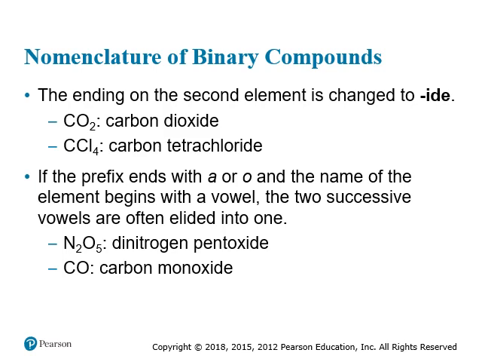Now, if the prefix in question on the previous slide ends with an a or an o, and the name of the element begins with a vowel, then the 2 vowels together are combined into 1. We essentially drop that a or o so that we don't have something like monooxide or pentaoxide. So in the case of N2O5, a compound that is made up of 2 nitrogens and 5 oxygens, we would call it dinitrogen pentoxide.